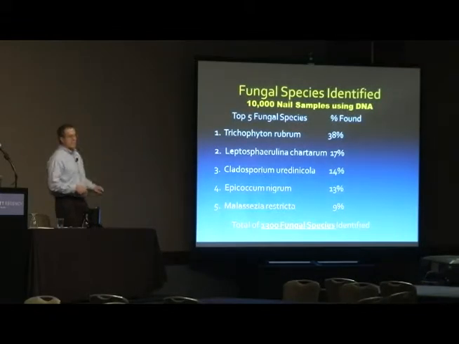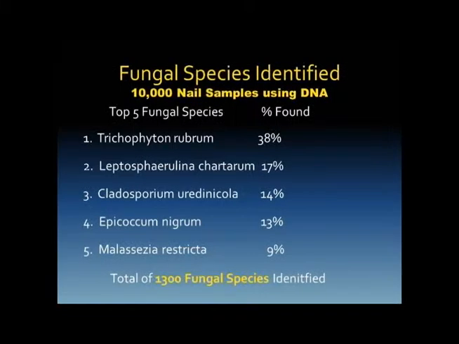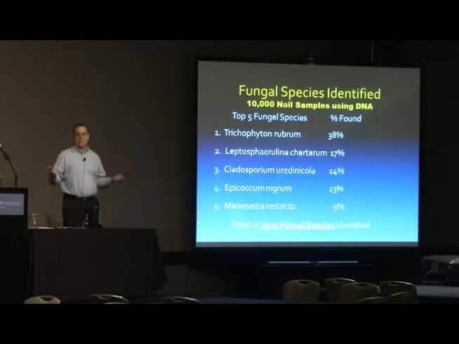So in 10,000 nail samples, T. rubrum is still your number one fungal species, but it's only 38%. So these are all the other fungal species we find. But in total, we have found 1,300 fungal species in our nail samples. So what you've seen is only literally the tip of the iceberg.